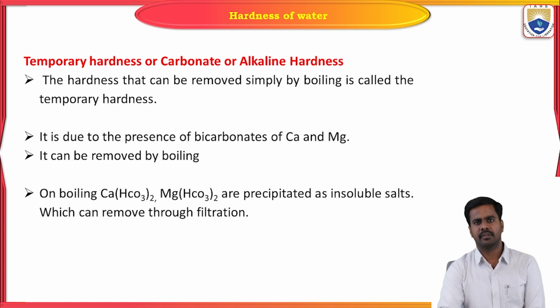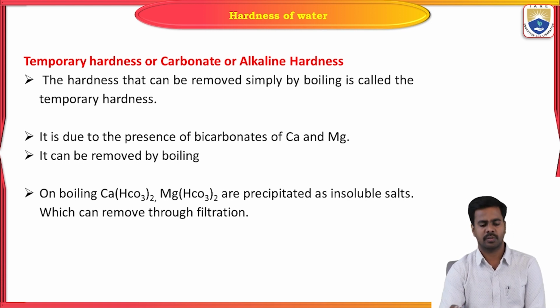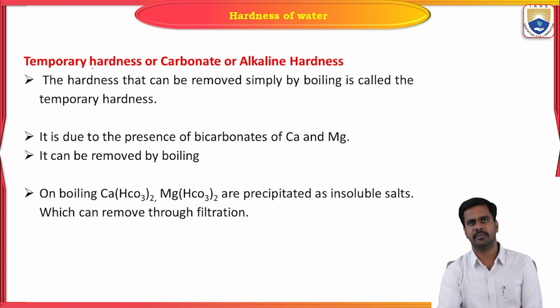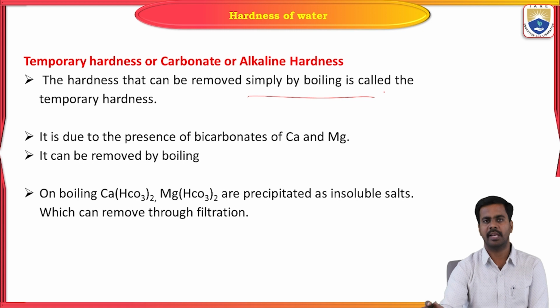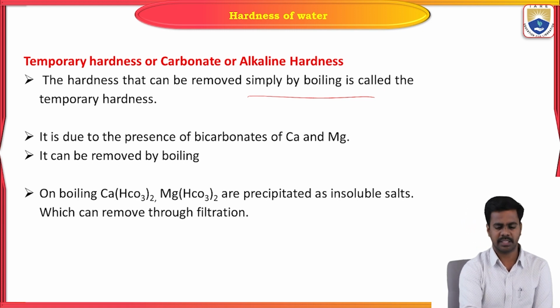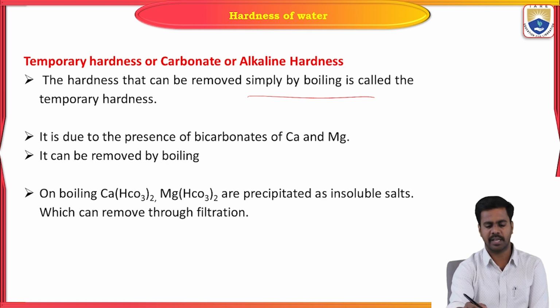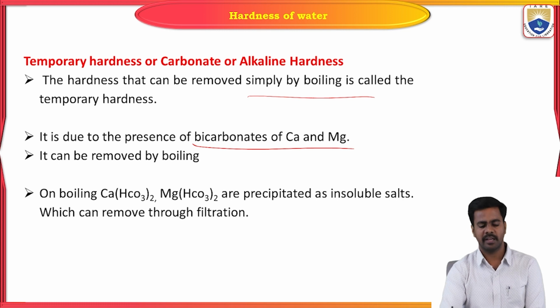Hardness has been classified into temporary and permanent types of hardness, due to the type of salts present in the water. Temporary hardness is also known as carbonate or alkaline hardness. This type of hardness can be removed simply by boiling, and it is due to the presence of bicarbonates of calcium and magnesium.